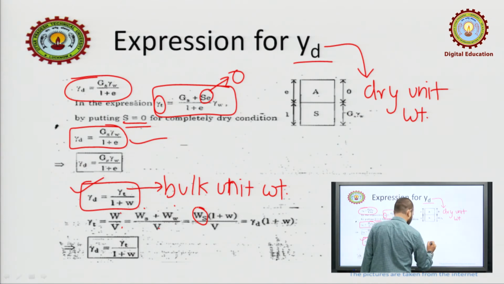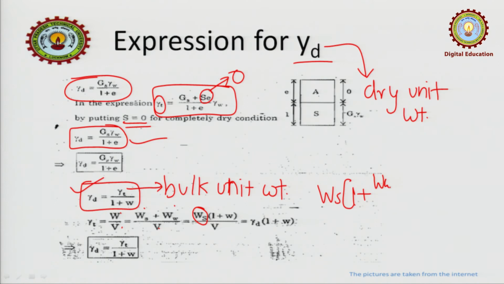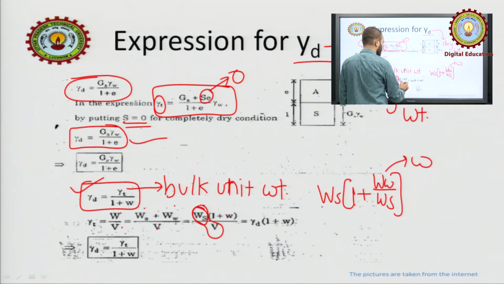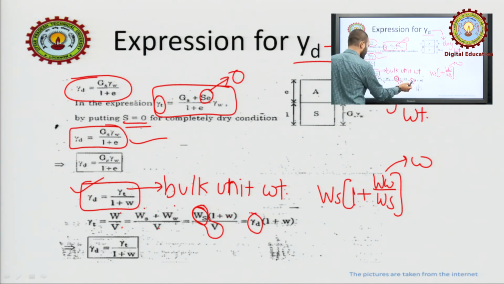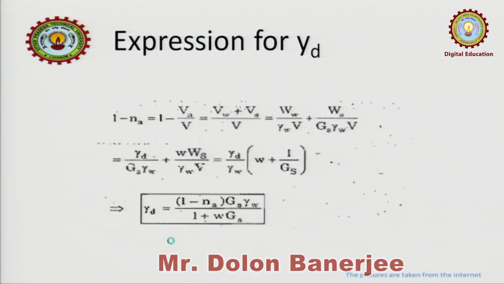If you write it in elaborated form, Ws is taken common, we will get 1 plus WW upon Ws. Is it okay? And what is this expression? This is W. So, we write here directly 1 plus W. Okay. So, Ws into 1 plus W upon V. Now, what is this? Ws by V. This is gamma D. So, finally, what we get? Gamma D, this part will come in the denominator and will form gamma T upon 1 plus W. Okay. So, let us move forward.